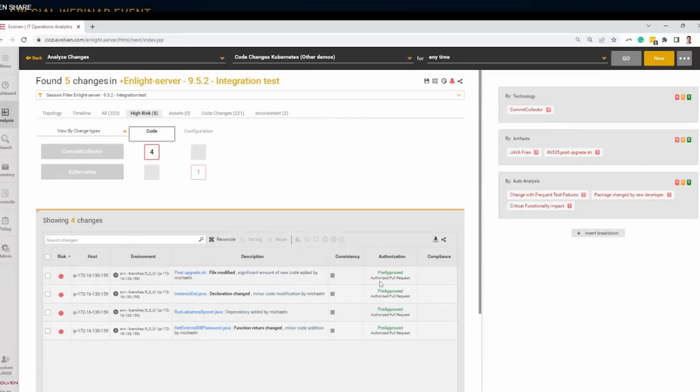As I mentioned, on the right side, you see Evolven breaking down the data and showing you also the insights. And the insights here will be that there are changes with frequent test failures. So someone, a developer, made a change, tried to test it, and it came back because it failed the test several times. And there are packages changed by new developers. So some code that is typically managed by other developers was updated by a developer who is not familiar with the code. And also we can see that there was some critical functionality impact.